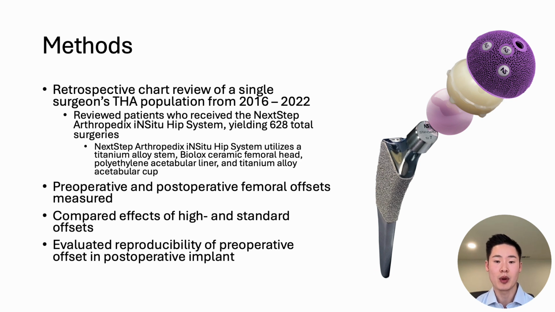In the study, we measured both the preoperative and postoperative femoral offset measurements, and we compared the effects of high and standard offsets, and also evaluated the reproducibility of the patient's preoperative offset in the postoperative implant. As I had mentioned, having different femoral offsets can lead to leg length discrepancies, and obviously we don't want to introduce any sort of complications with increased or decreased leg length, which may cause mechanical imbalances and different iatrogenic complications.